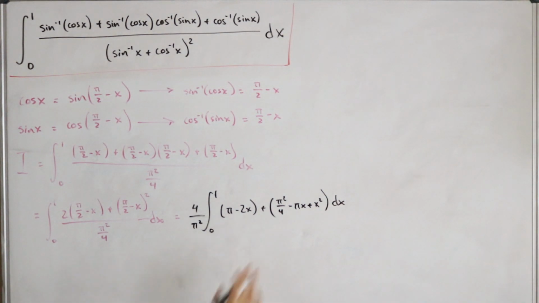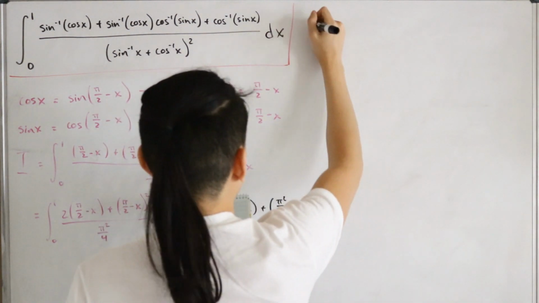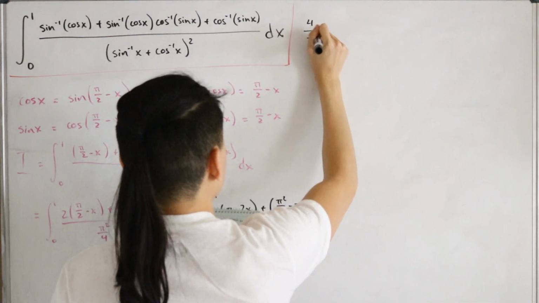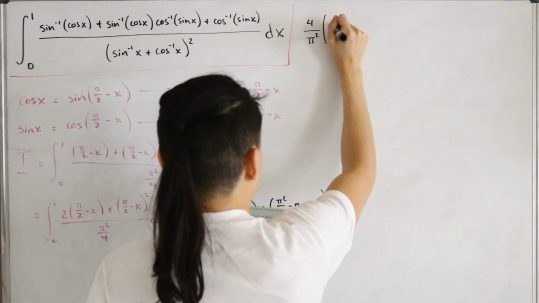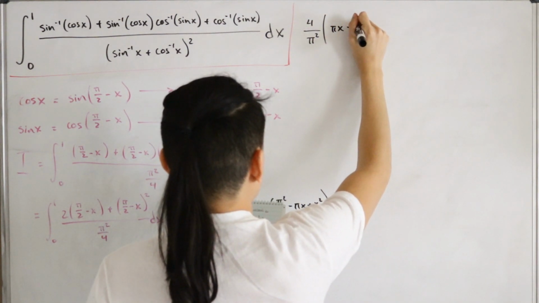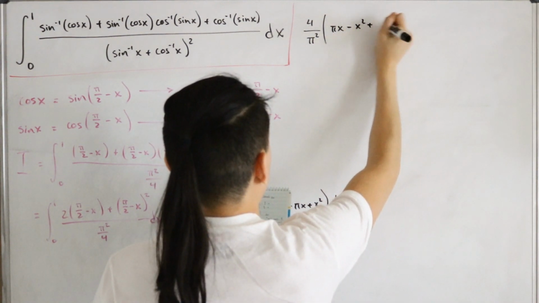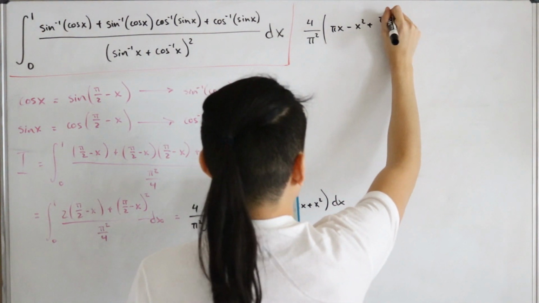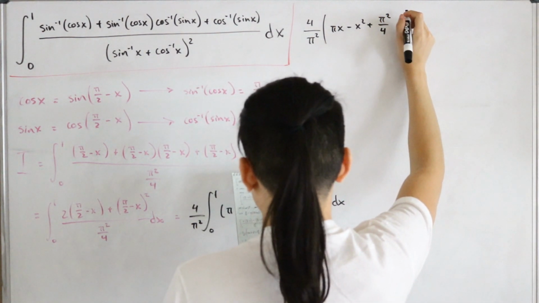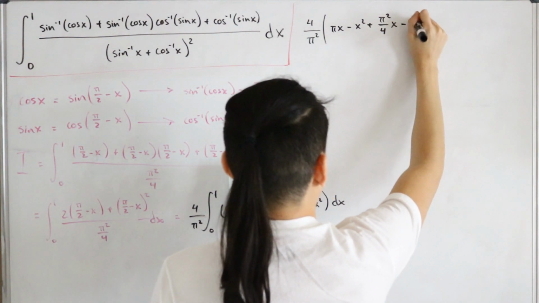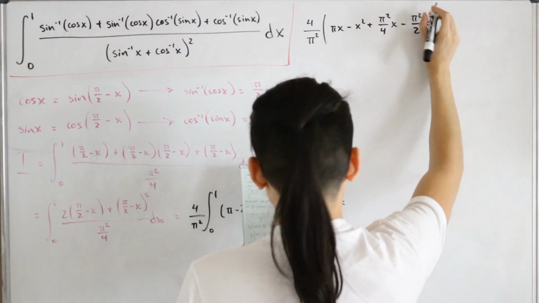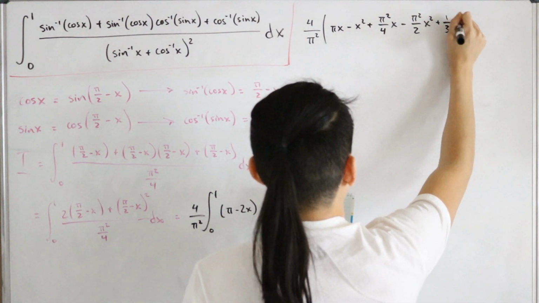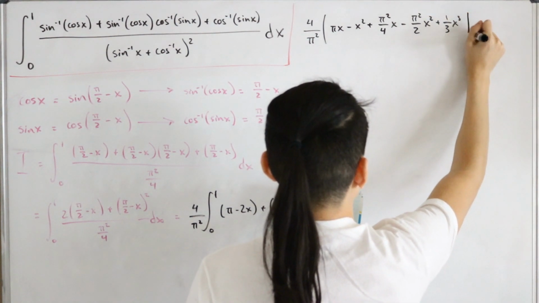Okay. So everything from here is actually pretty simple to find its antiderivative. Putting all this back together, now 4 divided by pi squared. Now I just take the antiderivative of each term over here. So that's going to be pi times x, and then subtract x squared. Add this with pi squared divided by 4 multiplied by x, then subtract pi squared divided by 2 multiplied by x squared, and then add this with 1 divided by 3 times x to the power 3, and then evaluate this from 0 to 1.